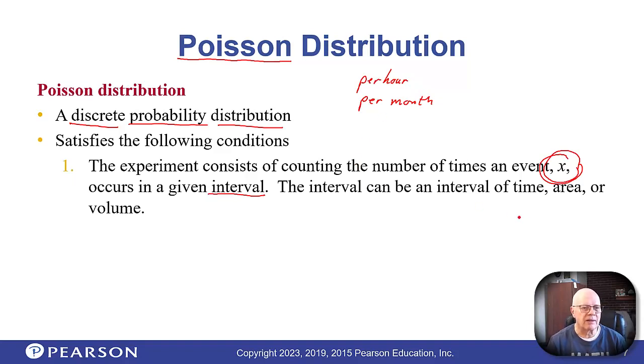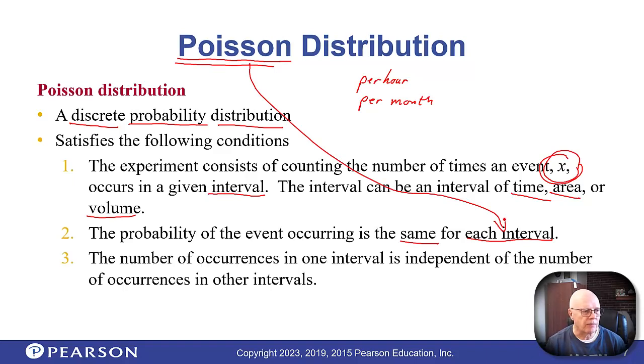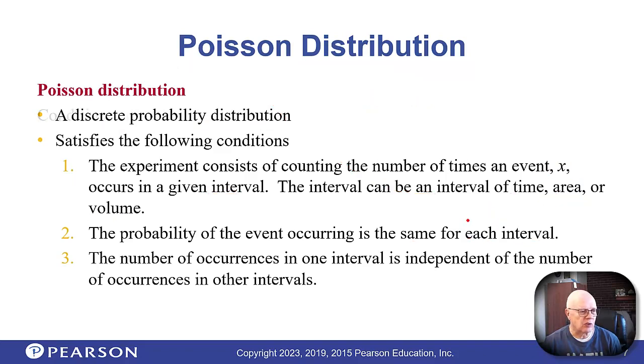The interval can be an interval of time, area, or volume. The more examples you actually try, the more exercises you do, the more you'll get the feel for the Poisson distribution. The probability, as with the other ones, is the same for every interval. Remember, with Poisson, we're talking about some kind of interval, time, area, or volume. And the number of occurrences in any one of those intervals is independent of any other intervals.